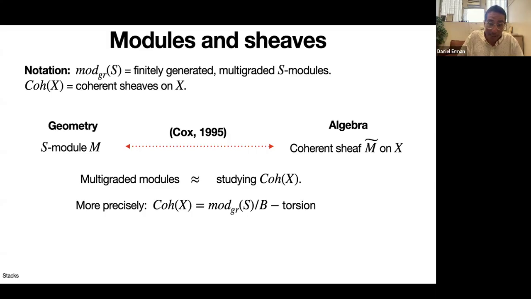And so more precisely, you can even say precisely what the difference is. A coherent sheaf on the toric variety is equivalent to a multigraded S module, where you mod out by the B torsion modules. So there's a categorical sense in which this is true.